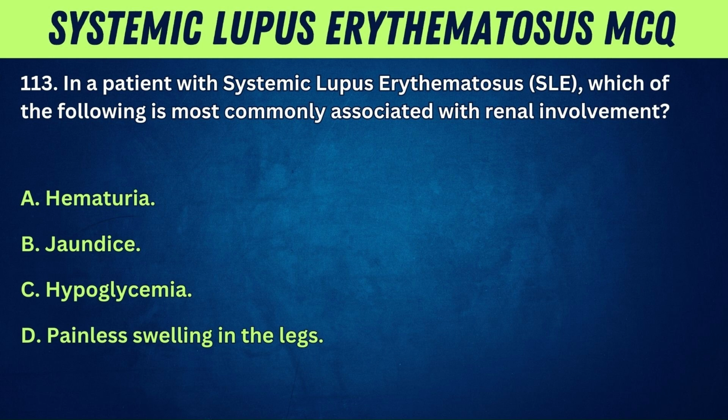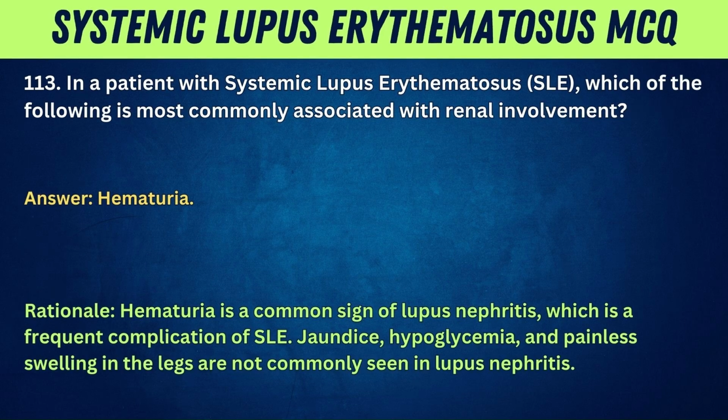113. In a patient with systemic lupus erythematosus, SLE, which of the following is most commonly associated with renal involvement? A. Hematuria. B. Jaundice. C. Hypoglycemia. D. Painless swelling in the legs. Answer: hematuria. Rationale: hematuria is a common sign of lupus nephritis, which is a frequent complication of SLE.